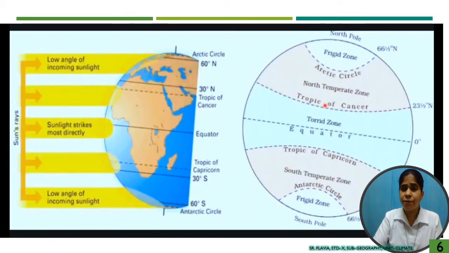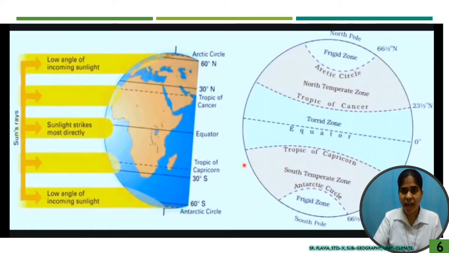If you go away from the equator towards the North Pole and towards the South Pole, the temperature decreases. The region between the Tropic of Cancer and the Tropic of Capricorn is called the Torrid Zone or the Tropical Zone. Now look at this diagram. The sunlight strikes most directly towards the equator, so the heat is more in these regions. If you go away from the equator towards the North Pole and towards the South Pole, the temperature decreases.